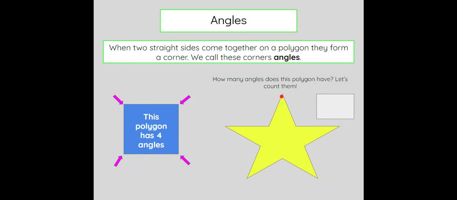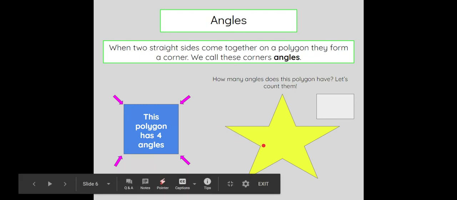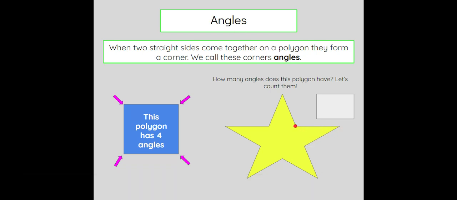1, we're starting at the top. 2, 3, 4. Ooh, my computer's being blocked. 5, 6, 7, 8, 9, 10. So this polygon has 10 angles.